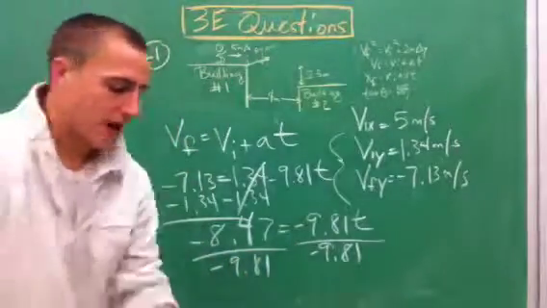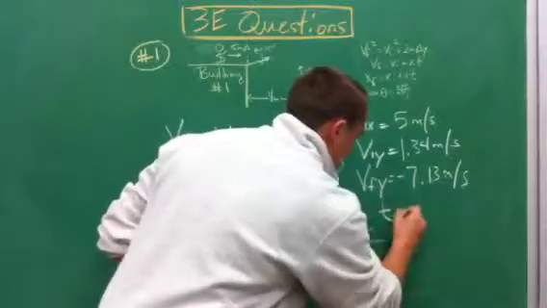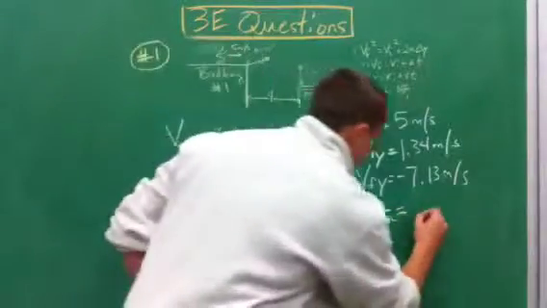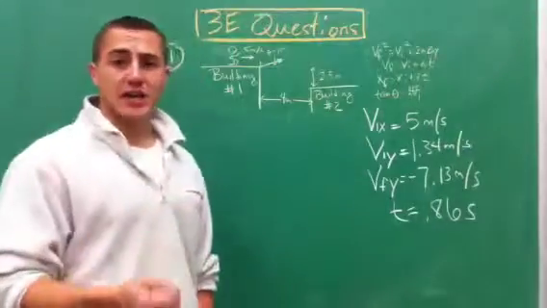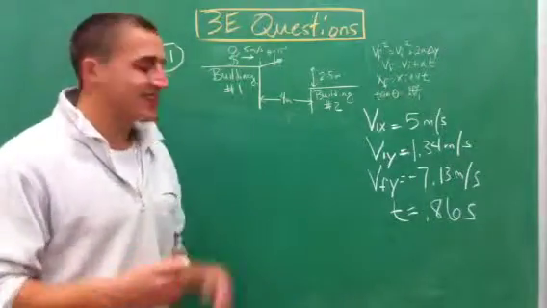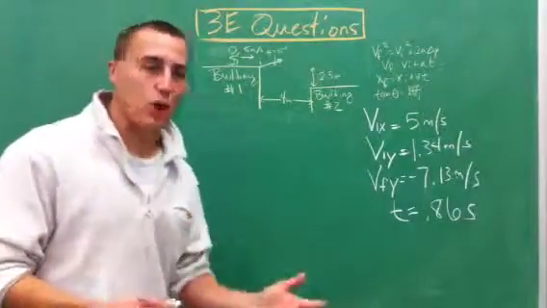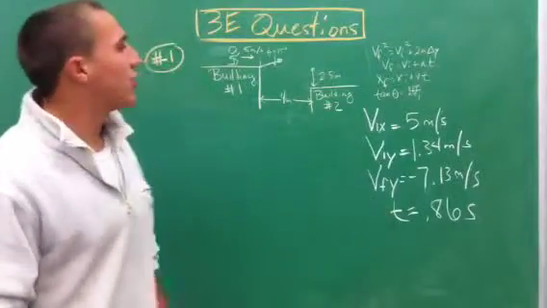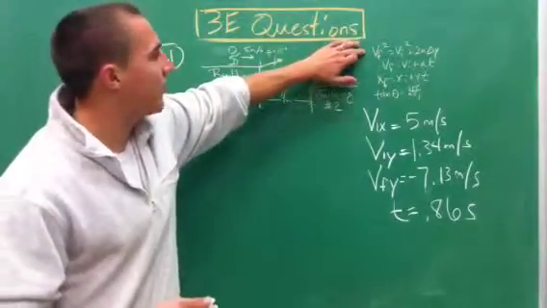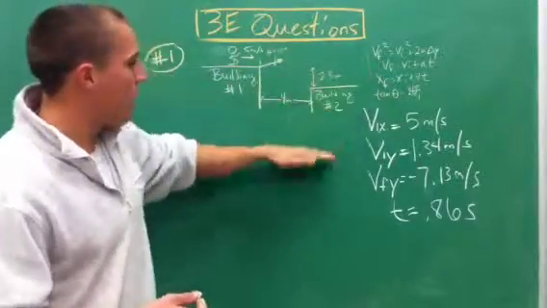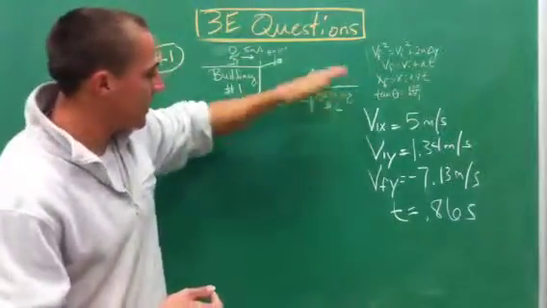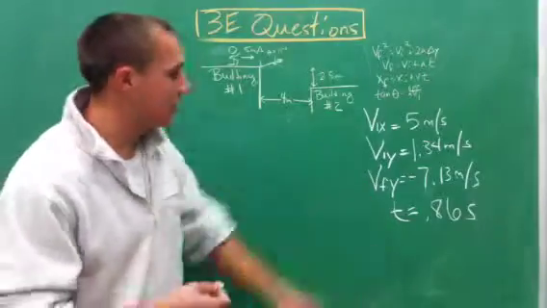And we know now that the time this whole trip takes is 0.86 seconds. All right, when we're working projectile motion problems, the only thing that's consistent between the x-axis and the y-axis is time. Starting off, we solved for the y-axis final velocity. Then we found the time in the y-axis it took to go up at this velocity and land at this velocity, which was 0.86 seconds.